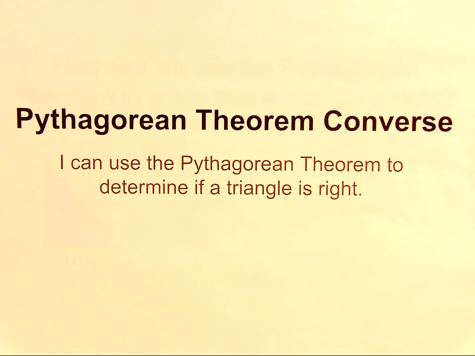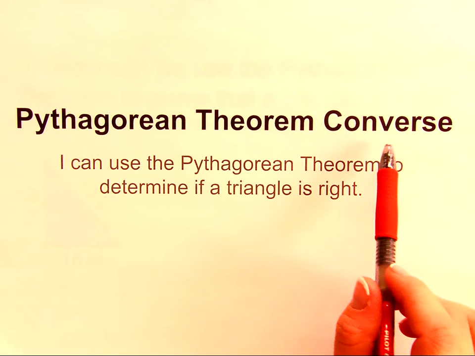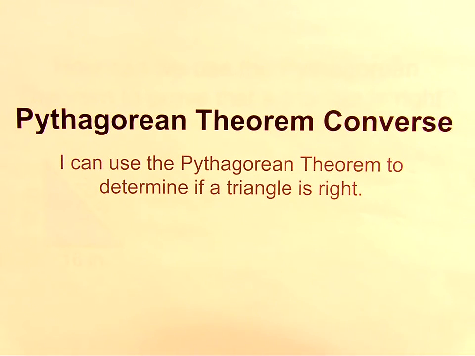Pythagorean theorem converse. In this video, you're going to use the Pythagorean theorem to determine if a triangle is right. Converse kind of means the opposite. So far, the Pythagorean theorem is normally used to find a missing side length. But if we do the opposite and we have a triangle and we know all the side lengths, but we don't know if it has a 90-degree angle, we can use the Pythagorean theorem to determine if it is a right triangle, meaning does it have that 90-degree angle.